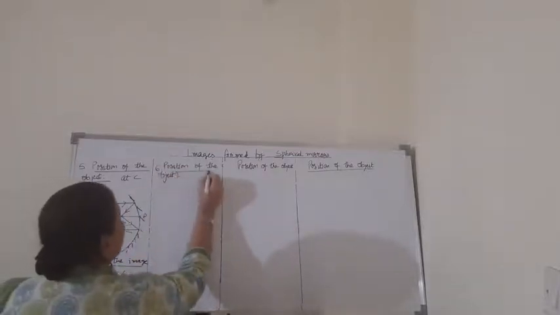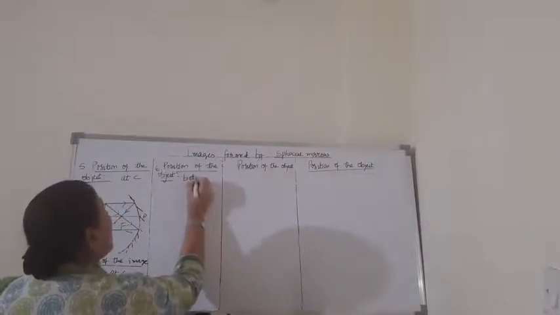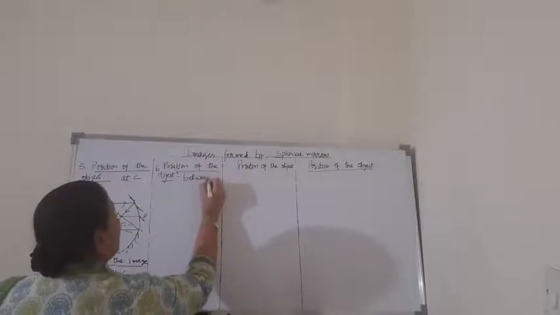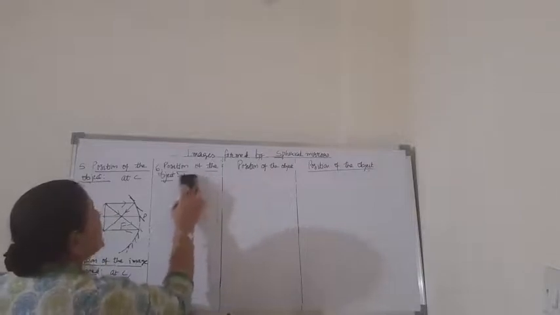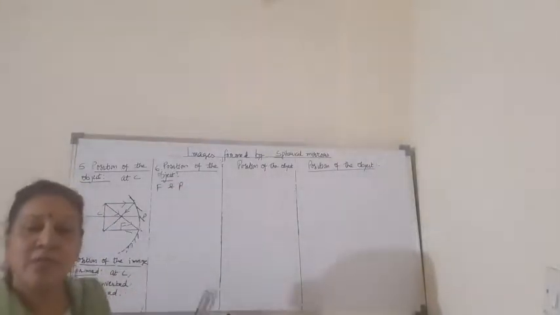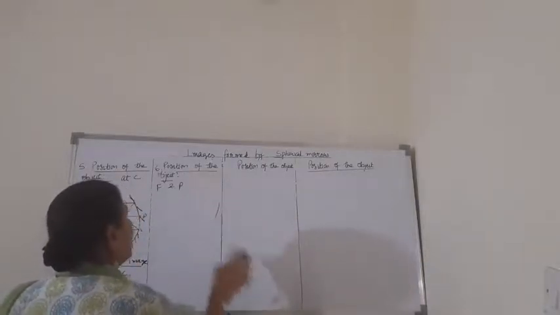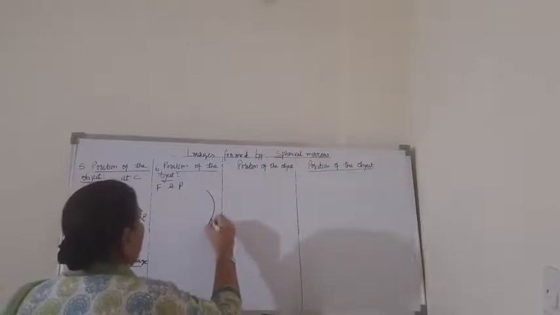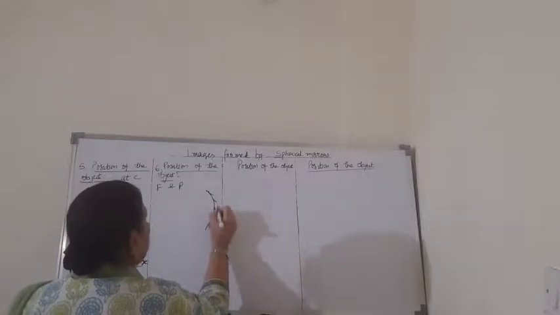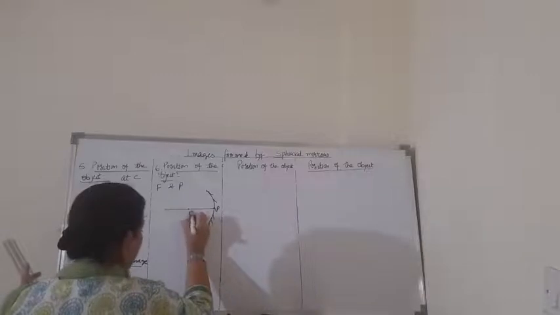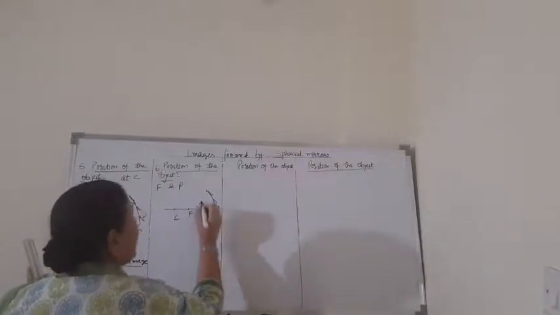We have the 6th position of the object when the object is between F and P, that is between the principal focus and the pole of the mirror. So here I am taking this concave mirror and the P here and the principal axis. So here, say this is F, this is C, this is P. So object is somewhere here.